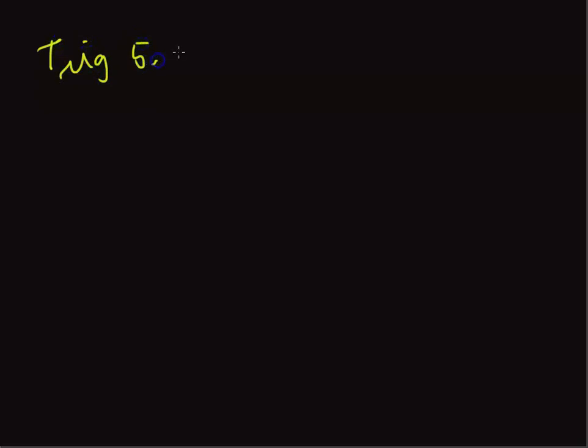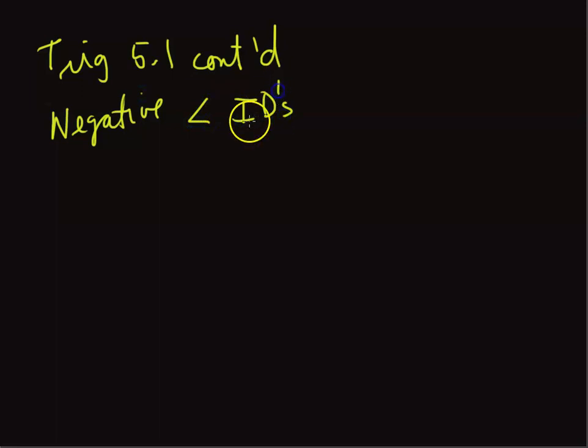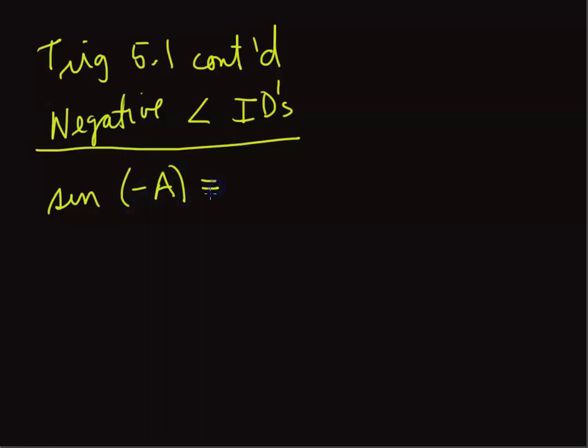Trig 5.1 continued. There are several more we're going to learn, but these are called the negative angle identities. What is the sine of a negative A? What is the cosine of a negative A? This is going to be important when we start deriving the other identities.